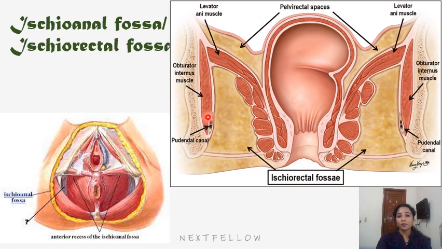We can also see the pudendal canal, which is formed within the fascia of the obturator internus. The pudendal canal is otherwise called Alcock's canal, and through it the internal pudendal vessels and pudendal nerve pass.